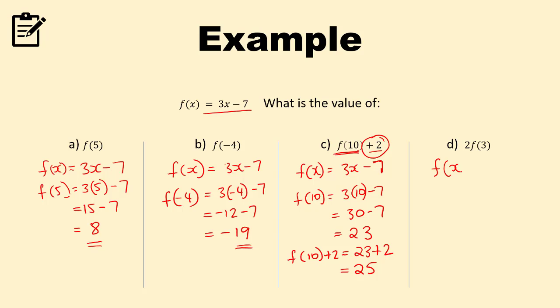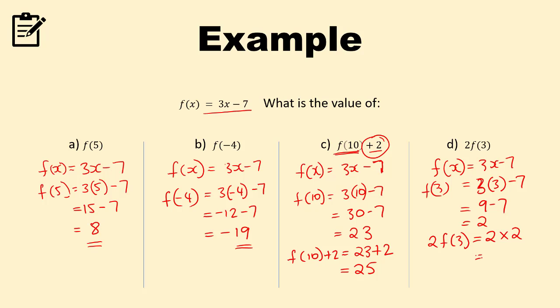So f of x is 3x minus 7. So f of 3 is going to be 3 times 3 minus 7, which is 9 minus 7 equals 2. Now 2 of f of 3: we multiply by 2, and f of 3 is 2. So 2 times 2 is 4.